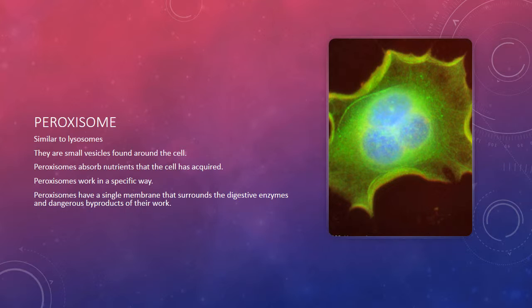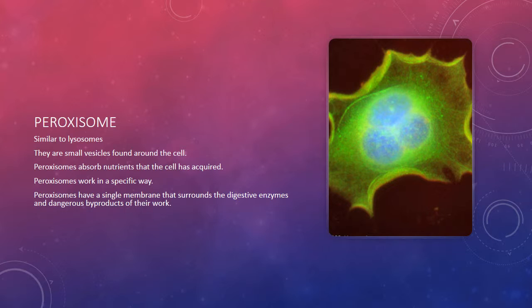Peroxisomes absorb nutrients that the cell has acquired. They are very well known for digesting fatty acids. They also play a part in the way organisms digest alcohol or ethanol. Because they do that job, you would expect liver cells to have more peroxisomes than most other cells in the human body. They also play a role in cholesterol synthesis and the digestion of amino acids.